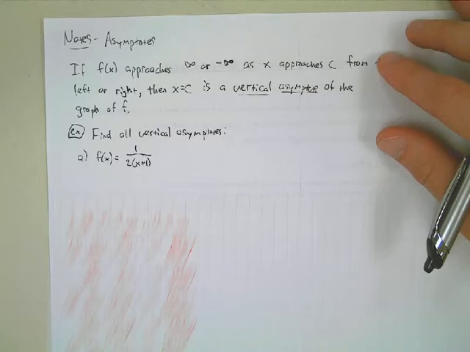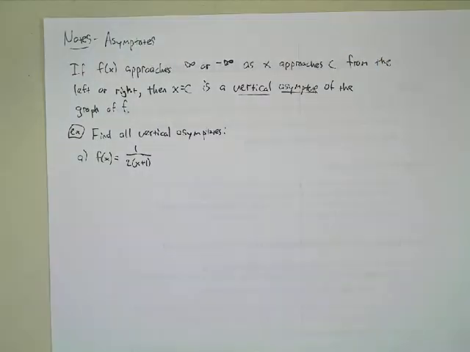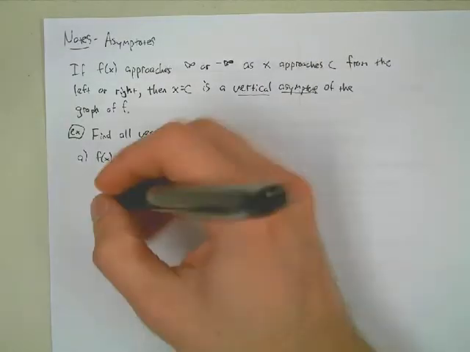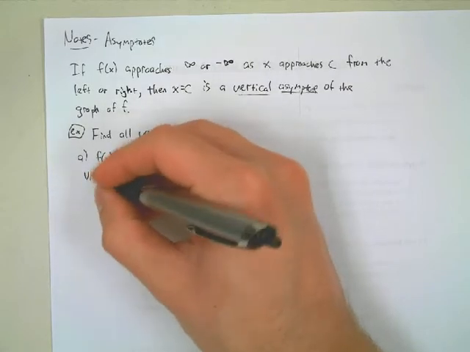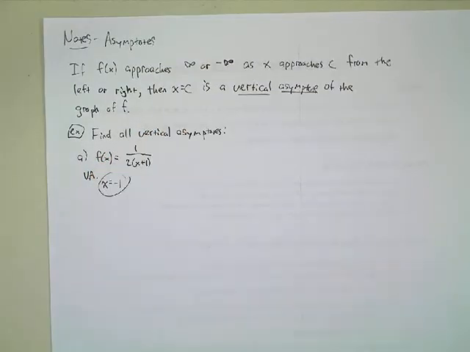So 1 over 0 in this case makes it undefined, and that kind of indicates to us there's a vertical asymptote. So here for letter A, what x value, were I to plug it in, would make this undefined? Negative 1. And so we'll say then, at x equals negative 1, we have a vertical asymptote. I'm going to abbreviate that, VA, at x equals negative 1.